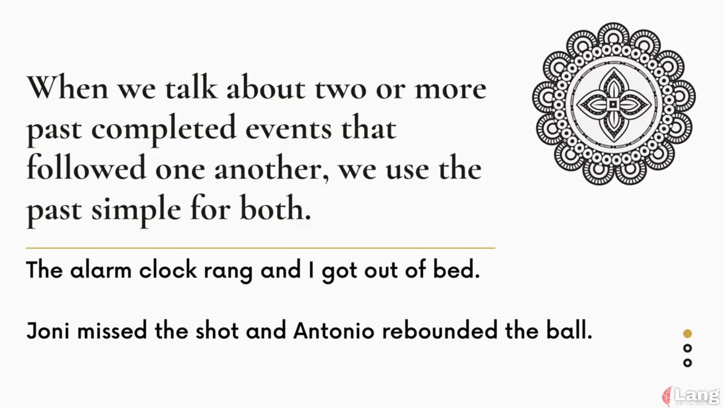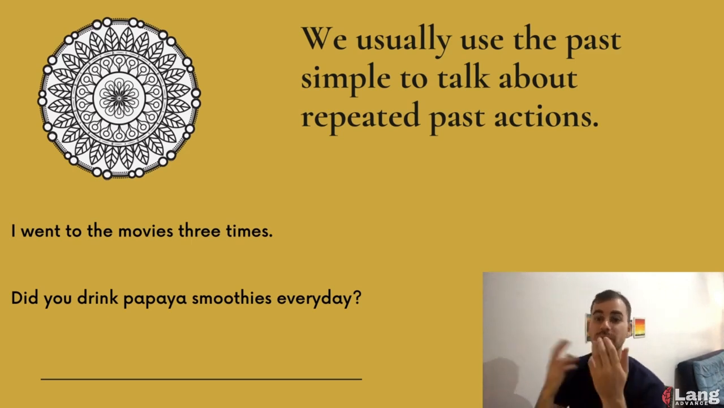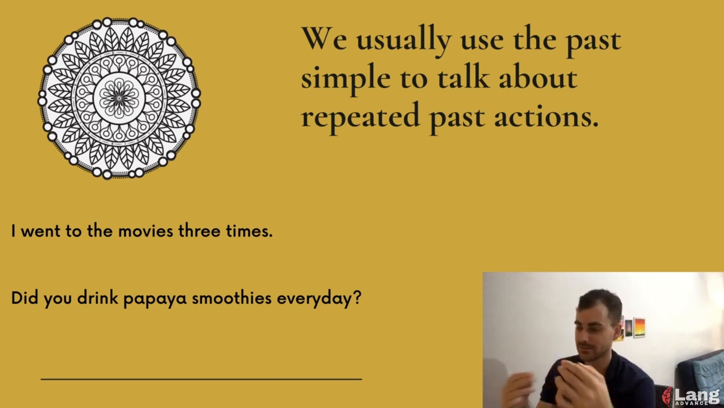When we talk about two or more past completed events that followed one another, one after the other, we use the past simple for both, if they are both completed. The alarm clock rang and I got out of bed. Joni missed the shot and Antonio rebounded the ball. We usually use the past simple to talk about repeated past actions. Did you do something in the past many times? Did you repeat it? You can use the past simple. I went to the movies 3 times. Did you drink papaya smoothies every day?